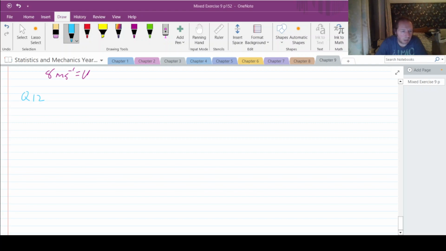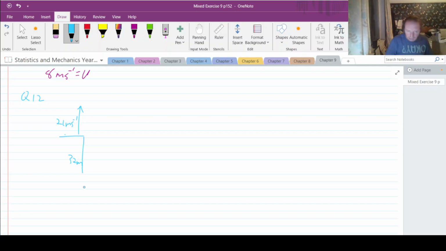Okay, so here we are on Stats and Mechanics Year 1, Chapter 9, Mixed Exercise, Question 12. A pebble is projected vertically upwards with a speed of 21 meters a second, from a point 32 meters above the ground. So we start going upwards at 21 meters a second, and we are 32 meters up above the ground. Find the speed with which the pebble hits the ground.